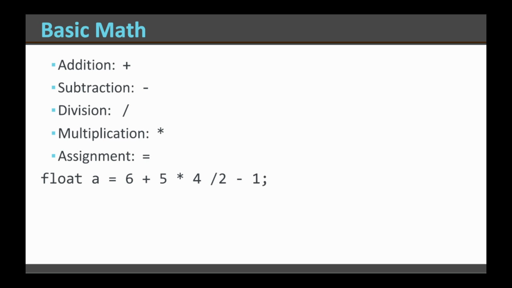in programming here. You go from left to right. Multiplication and division happen before addition and subtraction. So you can get a flip for the value of A here, right? What do you think the value is?